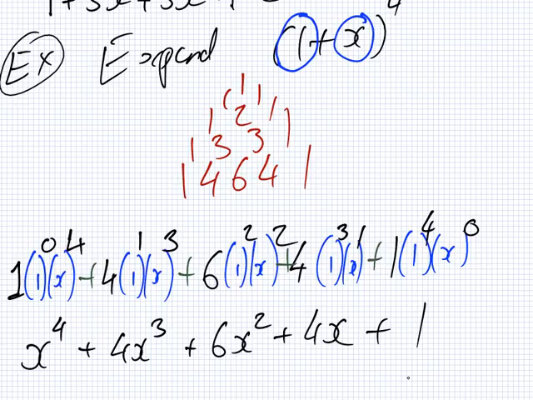Is it wrong to have it the wrong way around? No. If you had it going in the opposite order, 1 plus 4x, that's fine. x and 0 is 1. Which one? x power 0 is 1. Question? No? Okay, let's look at one that's a little bit more difficult now.